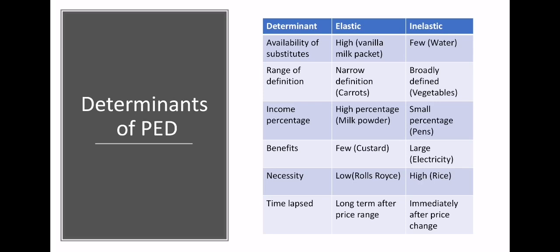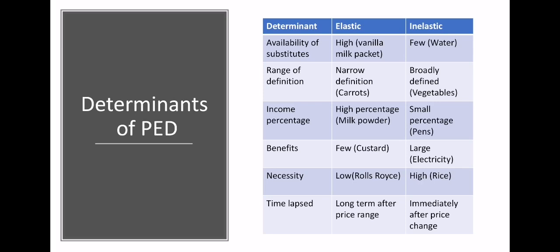The percentage of income. Now if it's a high percentage of income, just assume you have 200 rupees, that's your income, and a milk powder is 150 rupees. You can buy it, but if there's a change in price, you'll be spending more of your income, so you'll think twice about buying it again. However, if it's a small percentage, now a pen is 10 rupees, if it changes to 12 rupees, it's a small percentage of your income, so you won't hesitate in buying it.